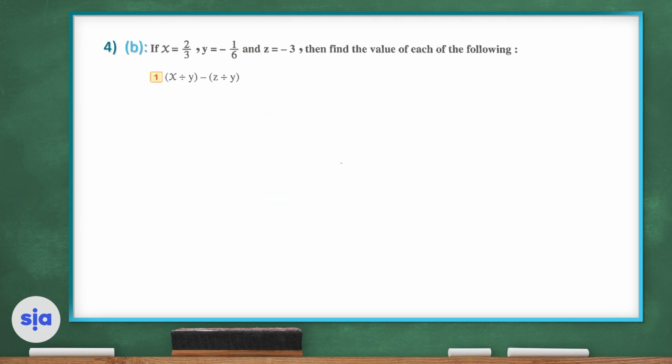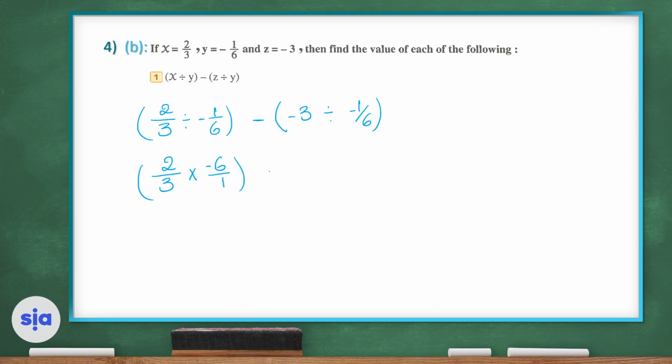Question 4b. If x equals 2 over 3 and y equals negative 1 over 6 and z equals negative 3, find the value of each of the following. So we substitute the x by 2 over 3 divided by negative 1 over 6 minus the z, which is negative 3 divided by negative 1 over 6. So it's 2 over 3, keep change flip, multiply by negative 6 over 1, and here it's minus negative 3 multiplied by negative 6 over 1.